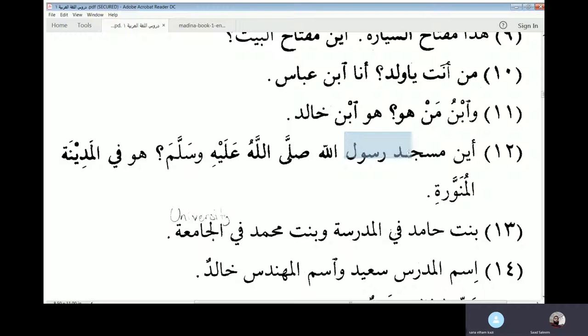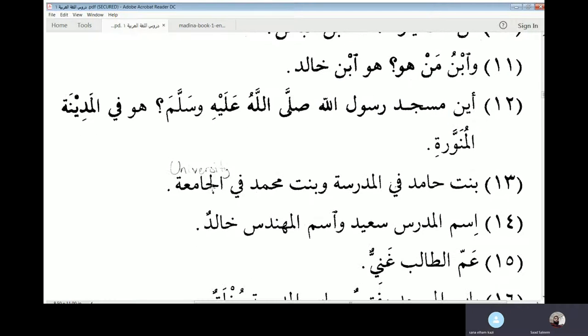Let me tell you. Masjidu Rasuli. Masjid is Muzaf and Rasul is Muzaf alayhi. But in the next, Rasulullahi, Rasul is Muzaf and Allah is Muzaf alayhi. So when we join these three words, Rasul is Muzaf also and Muzaf alayhi also. Okay. So we read Kasra here.